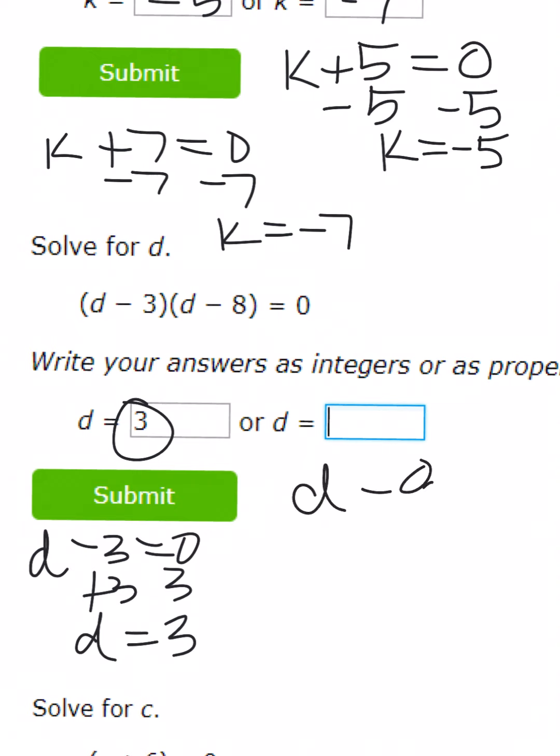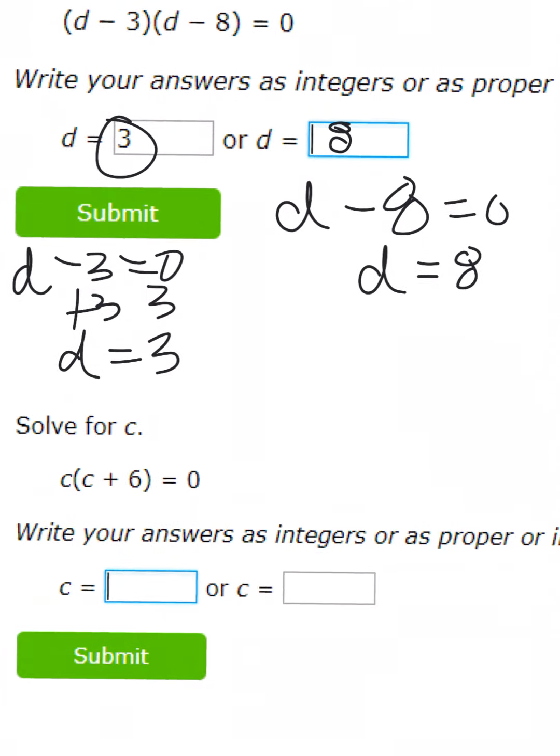And then d minus 8 equals 0. Add 8 over, d equals 8, and you're done. It's literally all you have to do. In these first ones, the opposite of these is your answer. Opposite of -3 is 3. Opposite of -8 is 8.